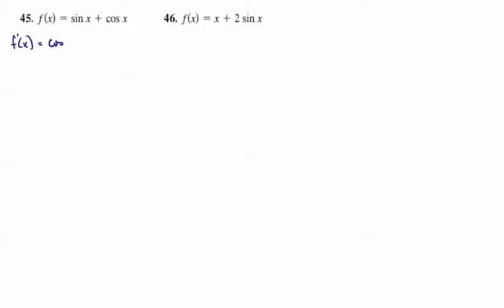The derivative of sine is cosine. The derivative of cosine is negative sine. So all we need to do is find out where this is going to be 0. That will be 0 whenever cosine of x is equal to sine of x on 0 to 2 pi again.